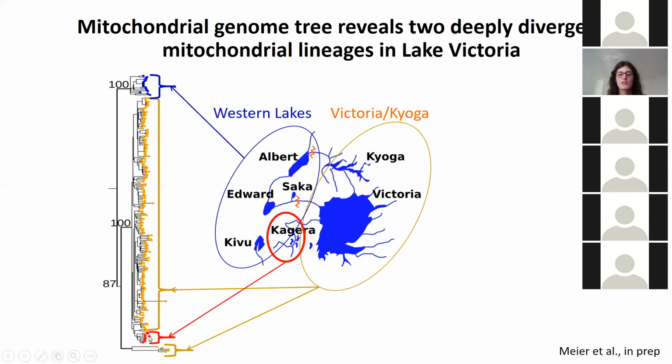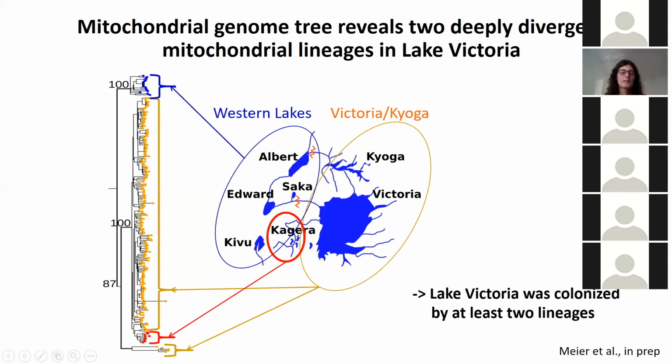So there must have been at least two lineages that colonized the lake. One of them is shared with Kagera Lake cichlids, but they don't seem to be at the basal position. But also there's not very much support, so it's hard to tell. And the other lineage is not shared with anything else, so I don't know where it came from. But what is clear is that there are two deeply divergent lineages. We don't know where they came from, but there were probably two lineages that colonized Lake Victoria.